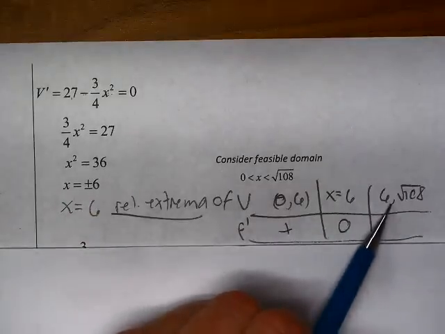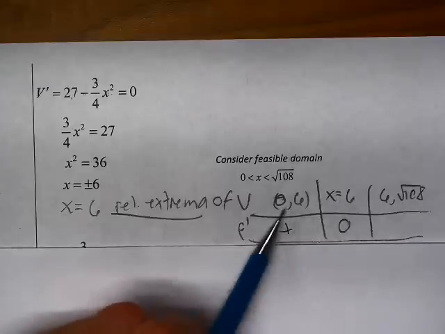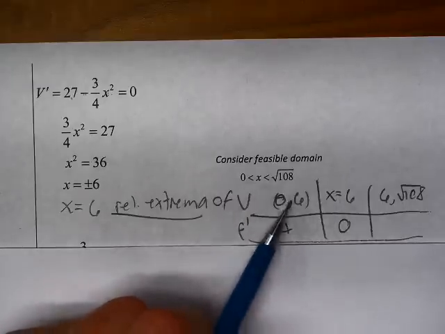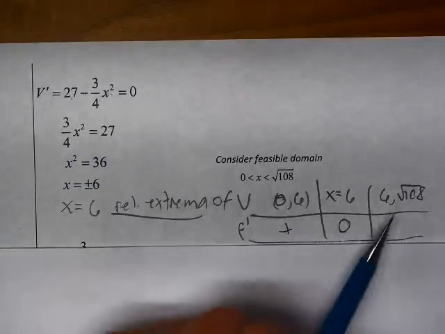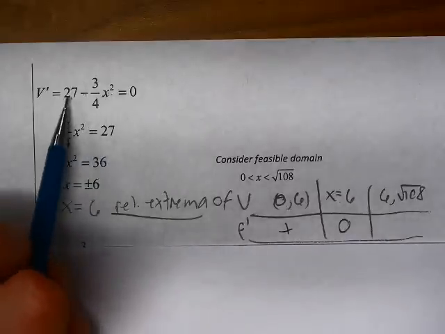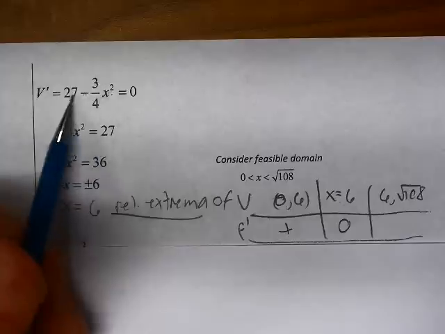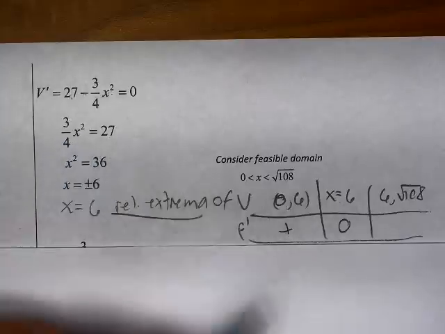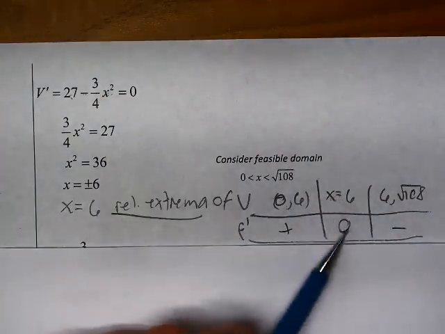So I get 0 if I plug in 6. If I plug in a number smaller than 6, so let's try 1, 27 minus 3/4 is definitely positive. All right. So then if I try a number larger than 6, say 7, 27 minus 3/4 of 49, 3/4 of 49 is larger than 27, so 27 minus that is going to give me a negative. So I can see that I do in fact have a relative maximum of v when x equals 6.